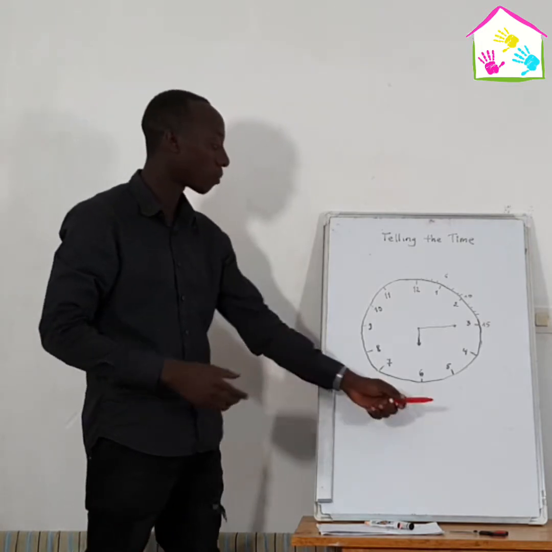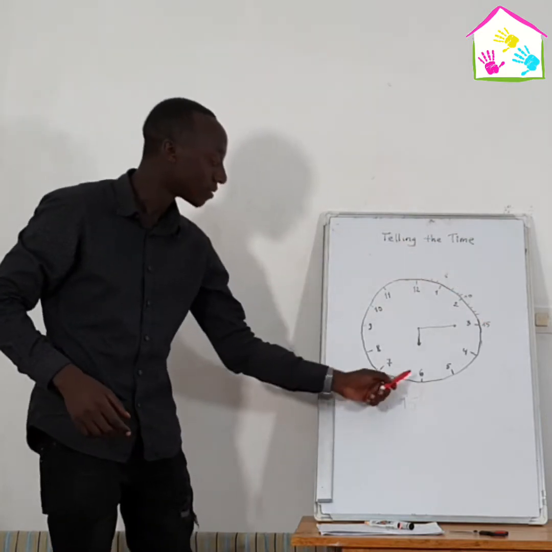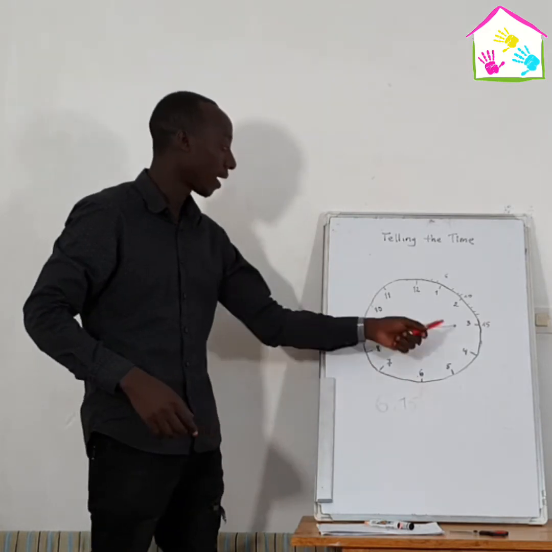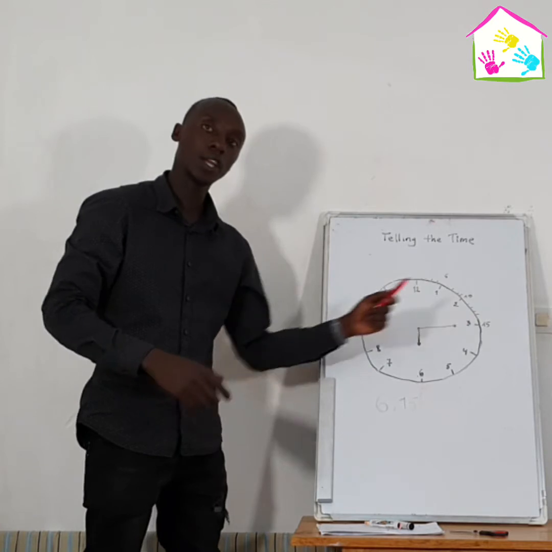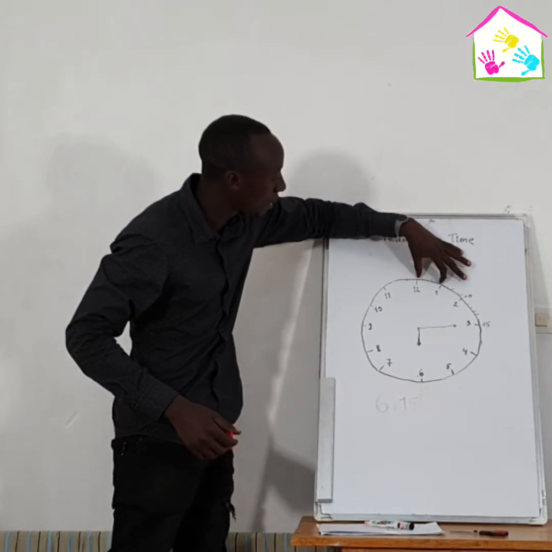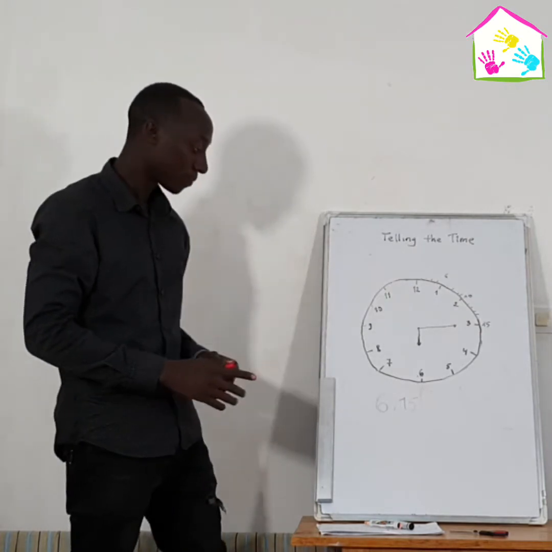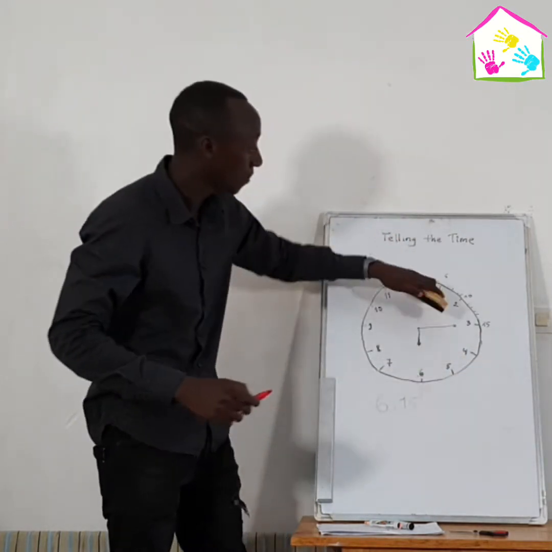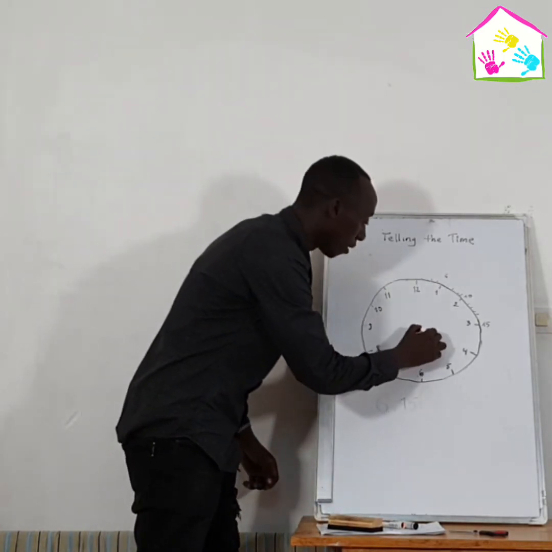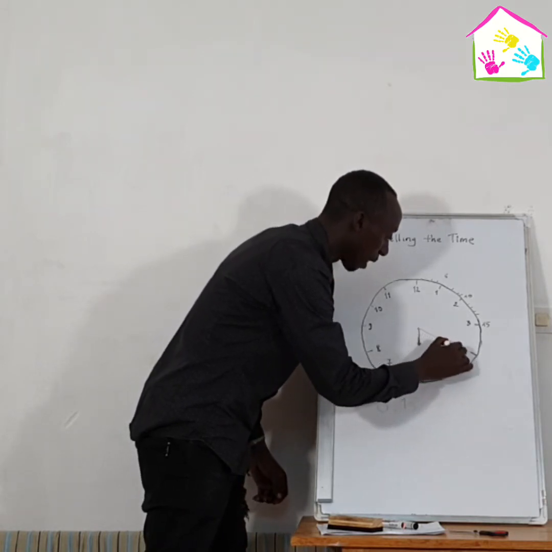For example, we can say it is a quarter past 6. 6 is for the hour, the short hand, and the long hand goes to 3, which means it is 15 minutes because we already have 5 minutes here, 5 minutes here, 5 minutes here. For example, let's move this long hand to 4. Let's point at 4. Are you following me?